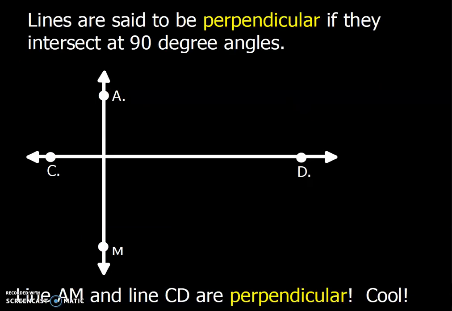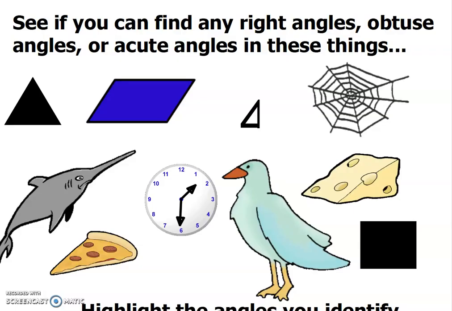Lines are said to be perpendicular if they intersect at 90-degree angles. So if they make a perfect right angle, then they're perpendicular. So line AM and line CD are perpendicular. AM and CD. Pretty cool. See if you can find any right angles, obtuse angles, or acute angles in these things. And you can highlight or think in your head the angles that you identified. You may pause the video.